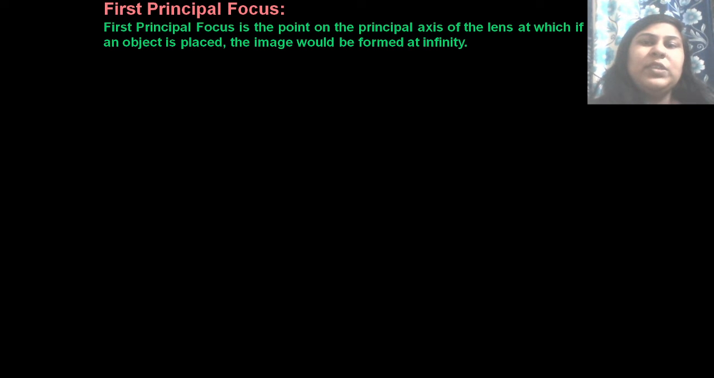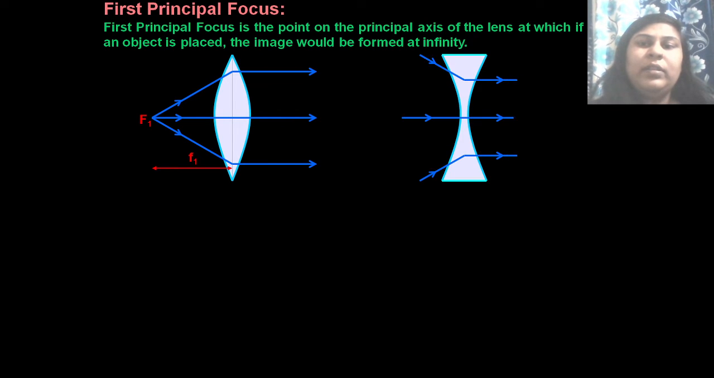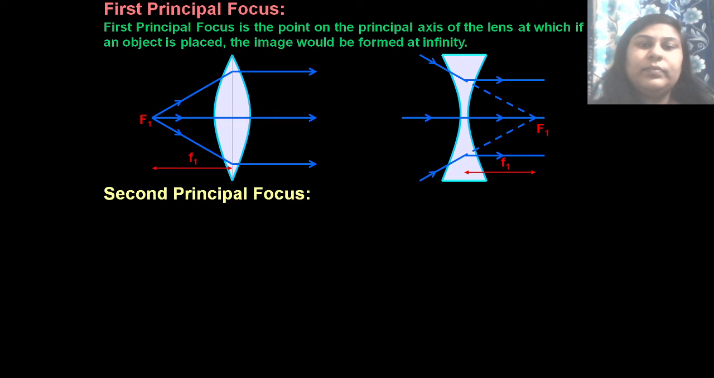Now we are going to study some terms related to spherical lenses. First principal focus. The first principal focus is a point on the principal axis of the lens, at which if an object is placed, I'm going to explain with the diagrams. If the light rays come from the first focus and become parallel after refraction, that is known as the first focus. From the center of the lens to this point f1, that is known as the focal length f1.